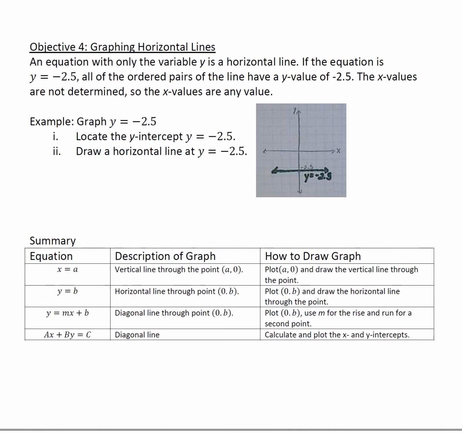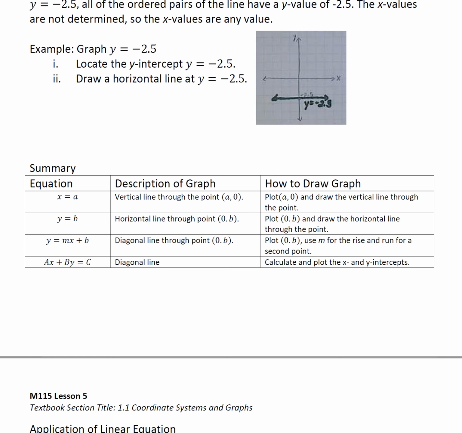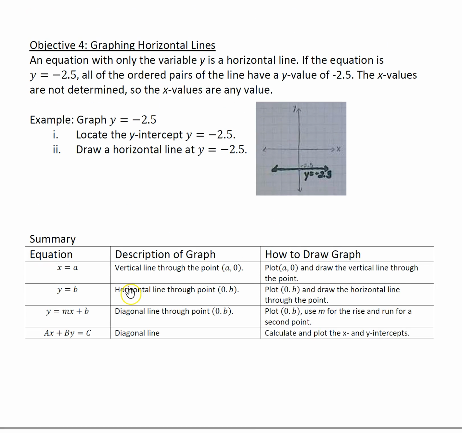For a quick synopsis of everything that we've done to this point, I have a summary. So in the table, you'll see that we have an equation where it says x equals a. So if your equation only has x and it equals a number, then we have a vertical line. And that vertical line is through the point (a, 0), an ordered pair on the x-axis. And you draw the graph by plotting that ordered pair and drawing a vertical line through the point.